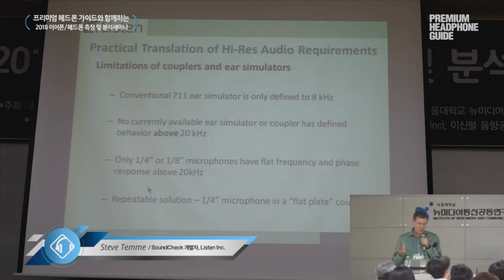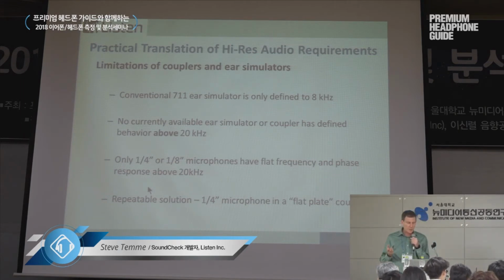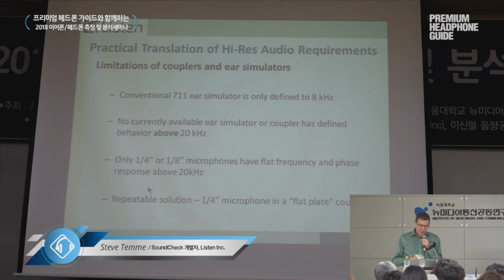So, as Peter mentioned this morning, conventional 711 ear simulators, or now 318, are really only well defined up to 8, maybe 10 kilohertz. And even with some of the other newer ear simulators that go up to 20 kilohertz, there's very few that are well defined above 20 kilohertz. Although now Peter's showing some information there, so we'll have to reevaluate that. So ultimately, we can't use a 1/2-inch microphone. We need to use something like a 1/4 inch or an 1/8 inch microphone that extend well beyond 20 kilohertz.